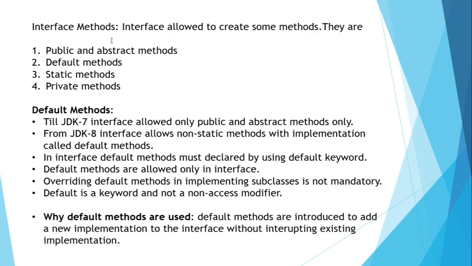And next, interface methods. An interface allows us to create some methods: public and abstract methods, default methods, static methods, and private methods. Public methods we can access anywhere, and for abstract methods we cannot provide the implementation in the interface. We provide the implementation of abstract methods in the implementing subclass.